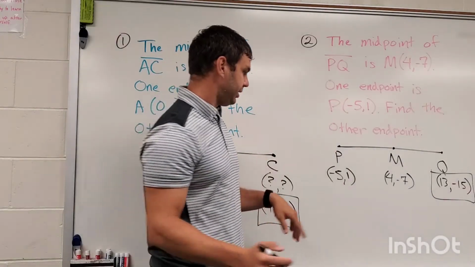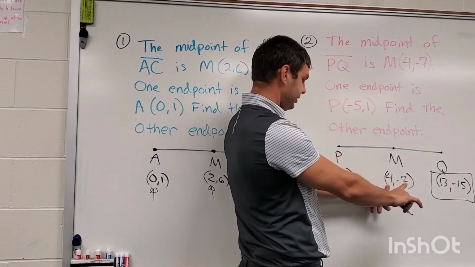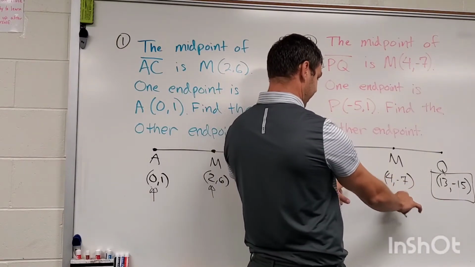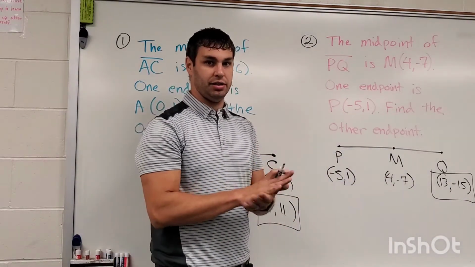Again, double check that your answer makes sense. Is 4 between 13 and -5? Yes, it is. Is -7 between 1 and -15? Yes, it is. So I know I did it right.